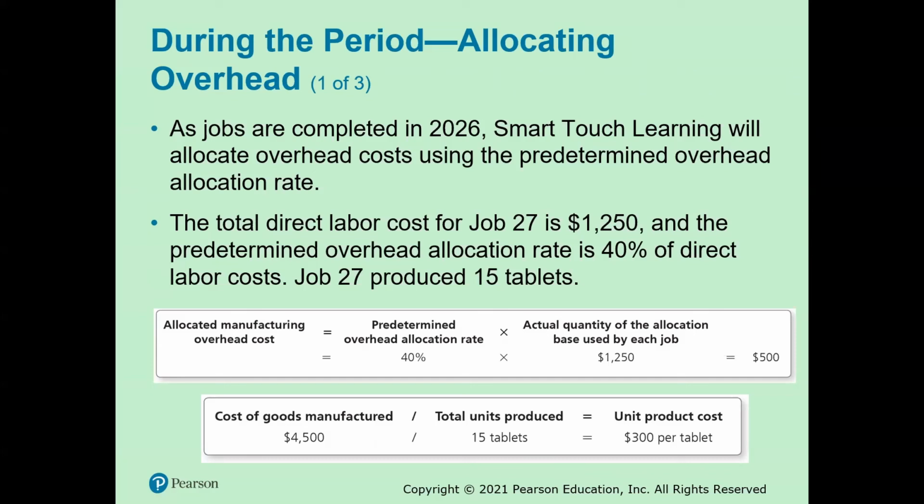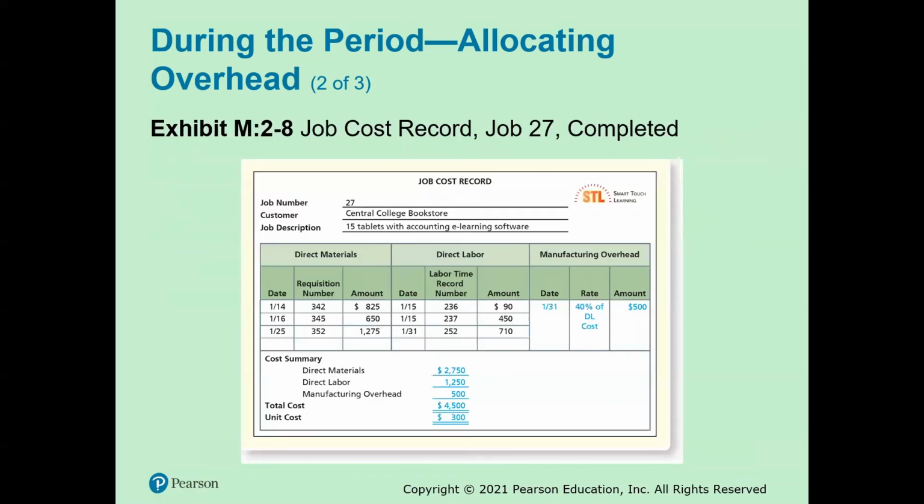So we're going to use job number 27 in this example. The total direct labor cost for job 27 is $1,250. And the predetermined overhead allocation rate is 40% of direct labor costs. Job 27 produced 15 tablets. Here in Exhibit 2-8, it shows the allocated manufacturing overhead cost of $500 on the job cost record.